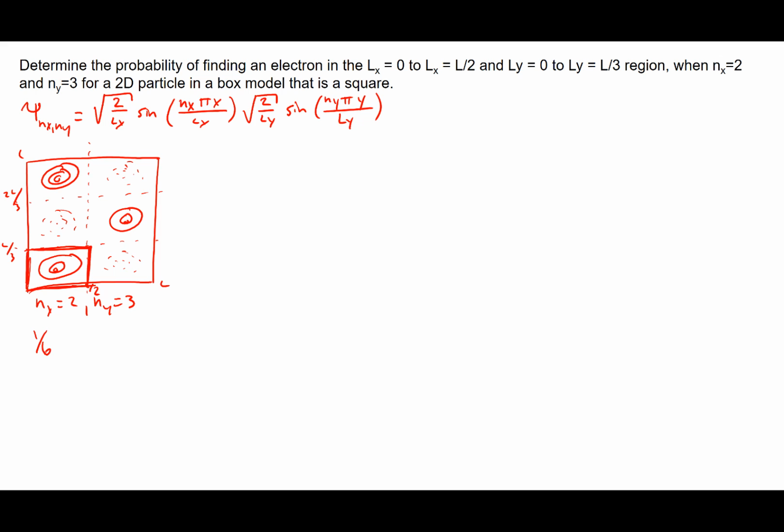If we want to put more rigor towards it, we'd have to use calculus. We'd have to integrate over those two different directions, integrating both the x and the y components. And so if we do the probability, the probability is just the wave function squared, so nx and ny. What we get then is 2 over Lx times the sine squared of nx times pi times x over Lx, times 2 over Ly times the sine squared of ny times pi times y over Ly.